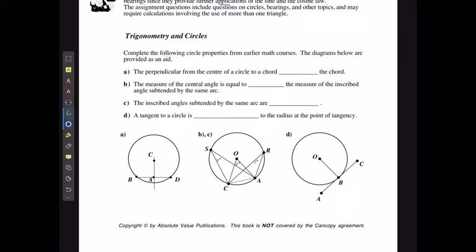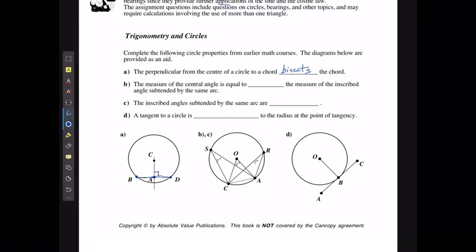Well, first, we say if the perpendicular from the center of a circle to a chord is going to bisect. Example A is an example of this, where at this point, if I'm creating a perpendicular to this chord connecting points A and D, we call that bisecting.